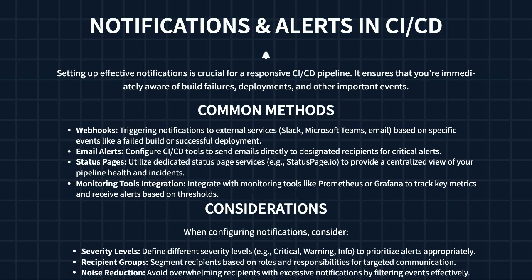Status pages are great if you want a single place to track the overall health of your pipeline. And don't forget about monitoring tools. They let you watch key metrics and automatically send alerts if things go outside an acceptable range. When setting this all up, think about what kind of notifications are most important. Critical failures should always get top priority, and make sure different people receive tailored alerts based on their roles.